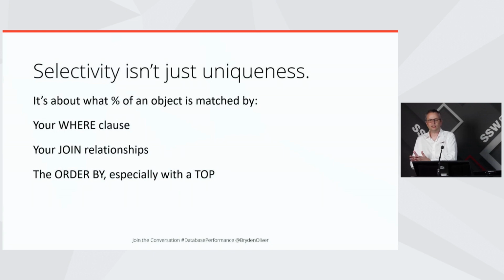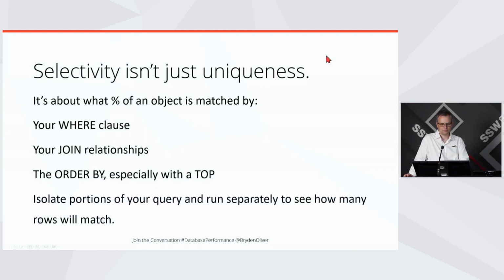Remember, selectivity isn't just uniqueness. It's about what % of an object is matched by any given clause. Like your where clause, your join relationships, what order bys and other clauses you've got, especially things like top. So isolate portions of your query and run them separately to see how many rows match each of the bits. And that gives you a better feel for what's going to happen when you run the whole query.